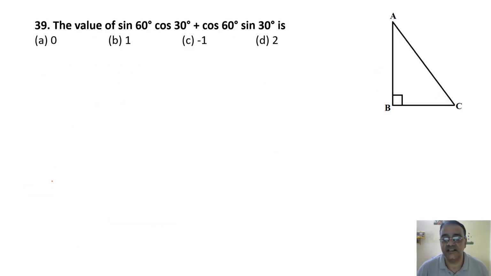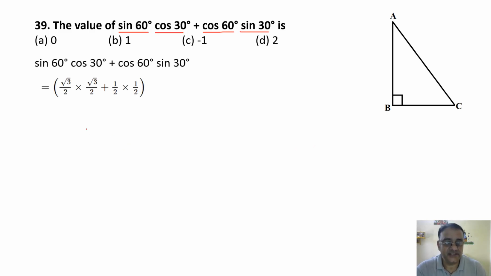The value of sine 60 degree, cos 30 degree plus cos 60 degree, sine 30 degrees dash. So we'll substitute all the values. What is sine 60 degree? Root 3/2. Cos 30 degree? Root 3/2. Cos 60 degree? 1/2. Sine 30 degree? 1/2. Very good. So we'll substitute, then we'll get 3 by 4 here and here 1 by 4. If we add the numerators, because denominators are same, so we'll get 3 plus 1 by 4, that is 4 by 4, and the final answer is 1. And the correct option is option B.